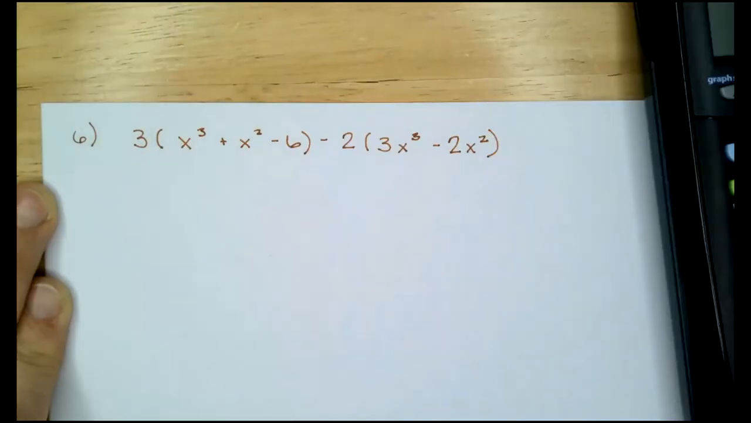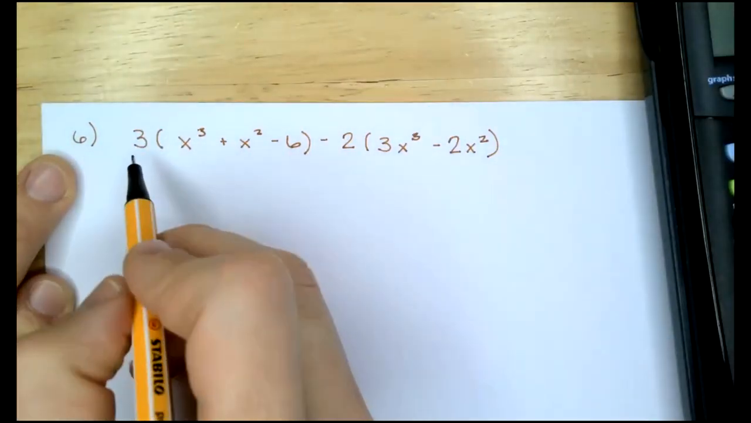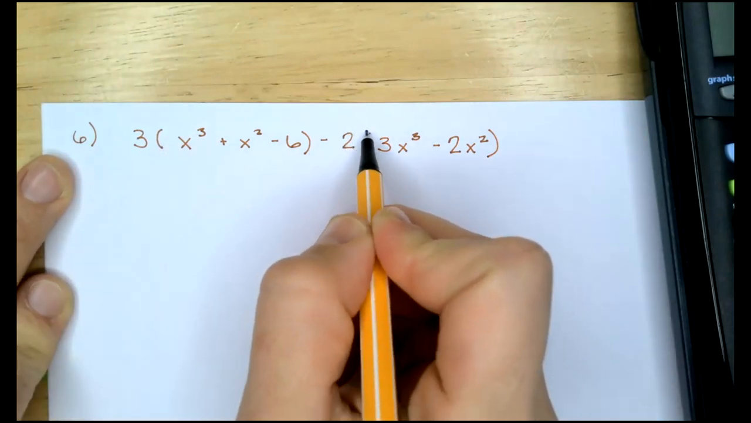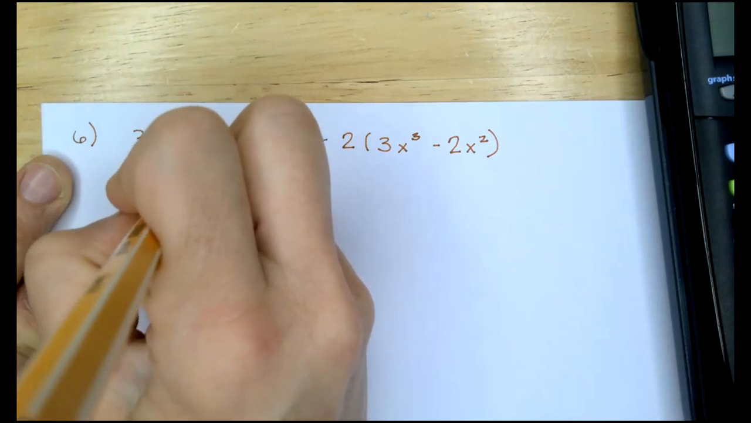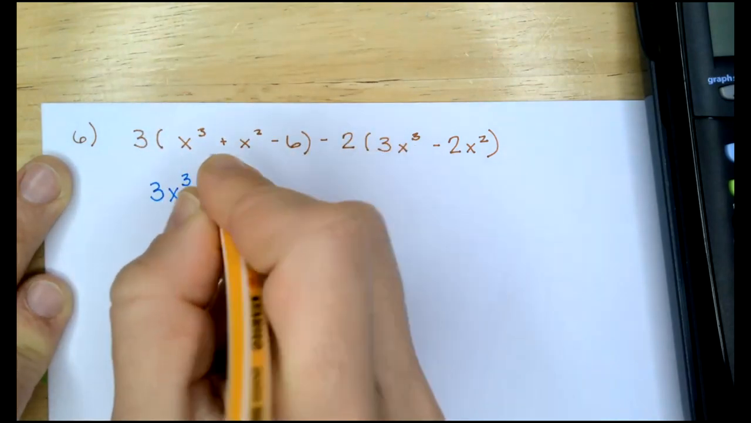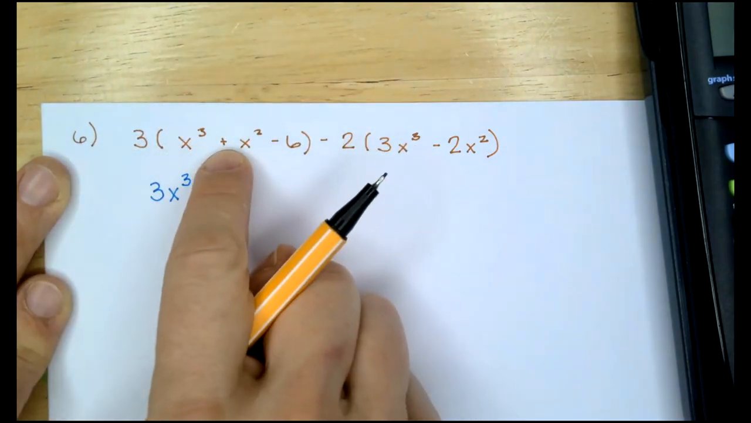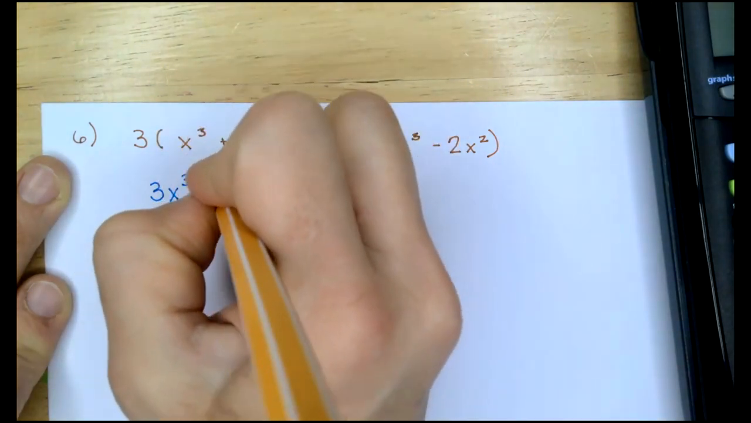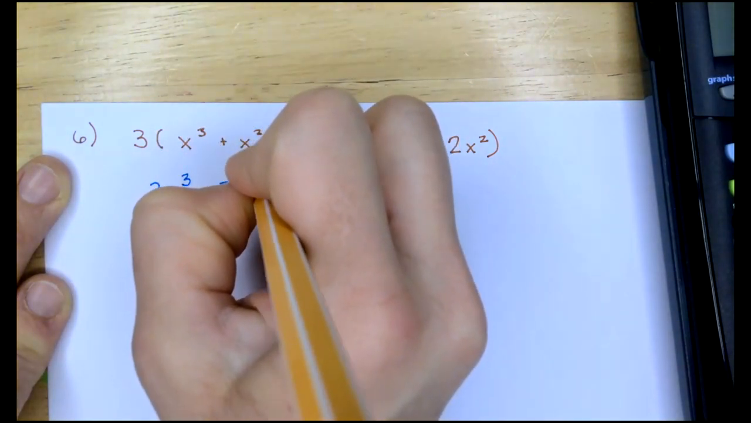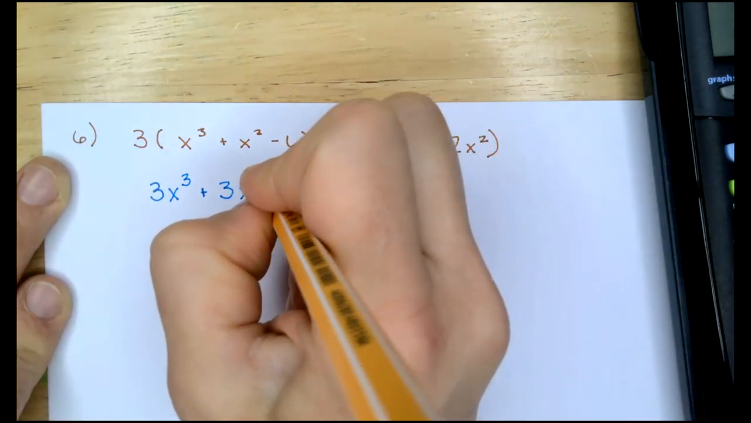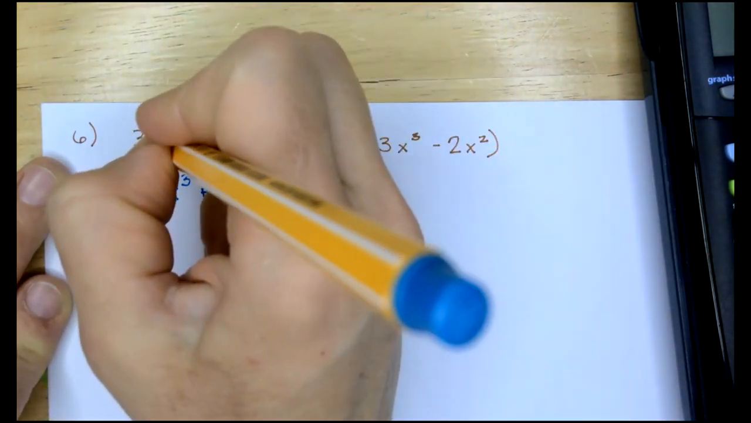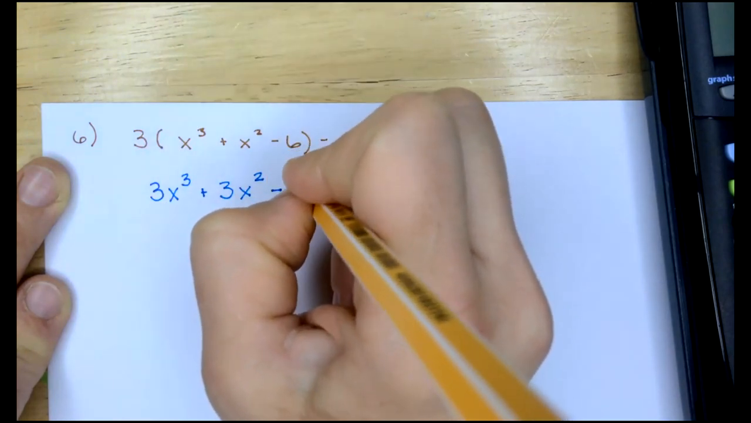All right, our next example for number 6 is distributing a 3 and distributing a negative 2. So 3 times x cubed is 3x cubed, or 3x to the third. 3 times an x squared, they're both positive, is a positive 3x squared. And then 3 times a negative 6, a positive times a negative is going to be a negative. So we're going to say minus 6 times 3 is 18.